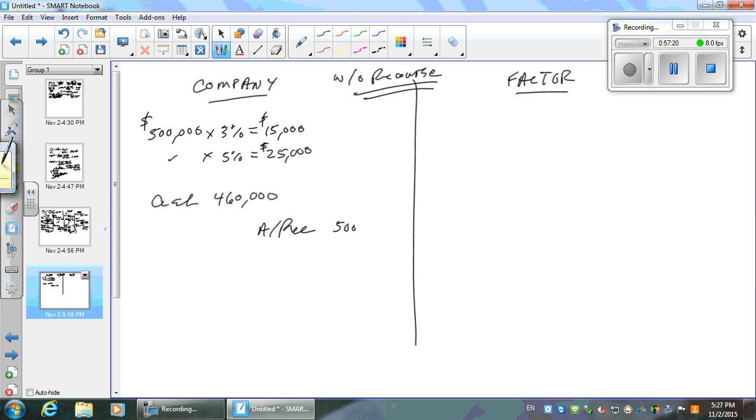And then what do you want to debit, guys? Loss on factory. It'll never be a gain, trust me. I'm not gonna give you more than the face amount. Loss on factory, how much is that? Is it the whole 40? No, how much?